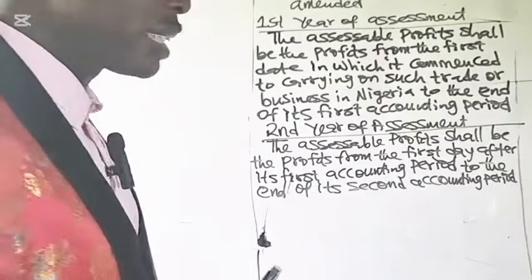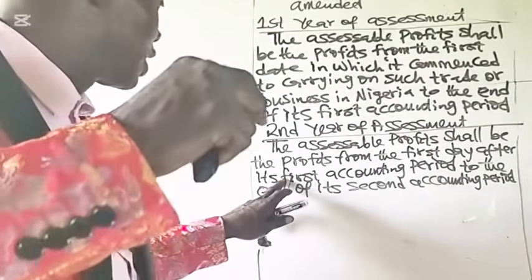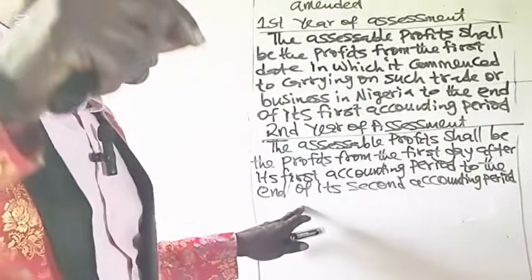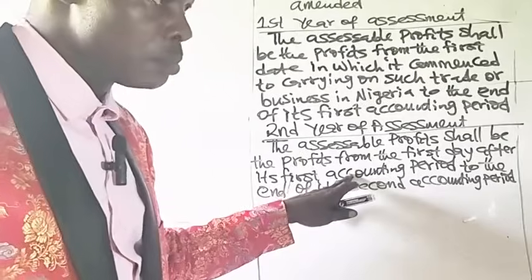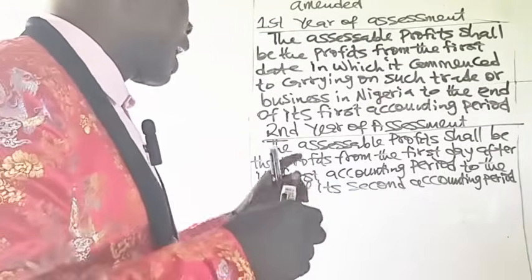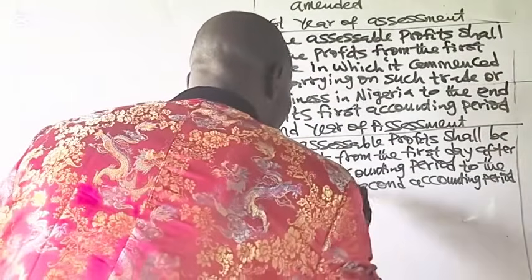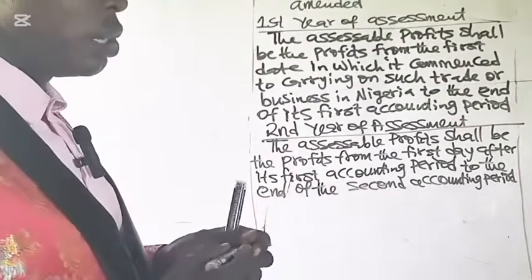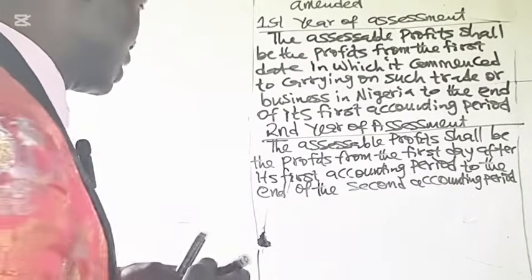So, second year of assessment, the assessable profit shall be the profits from the first day after its first accounting period to the end of the second accounting period. To the end of the second accounting period. That is the second year of assessment.